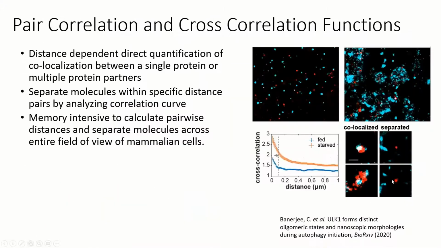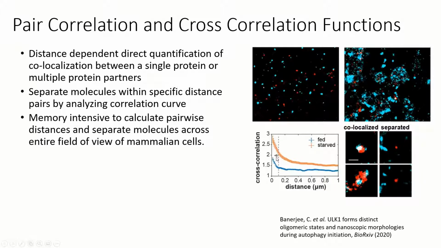A technique that's typically used to quantify co-localization and clustering in single molecule microscopy datasets is the pair correlation and cross correlation functions. These functions take the pairwise distances within a single color dataset. So they look at all the molecules and calculate all the distance pairs between those molecules, or in cross correlation, calculate the distances between molecules in two different datasets, and then use that to calculate a correlation curve that's able to quantify the degree of clustering at specific distances.